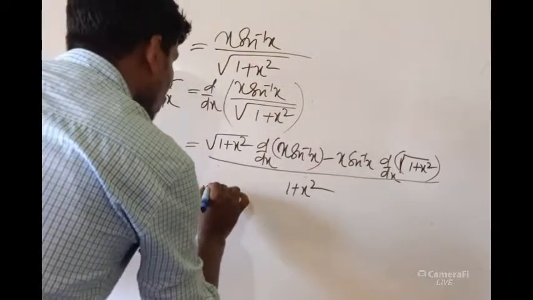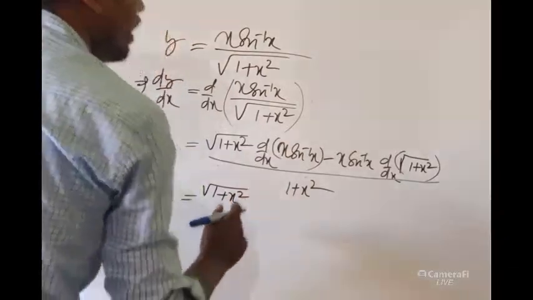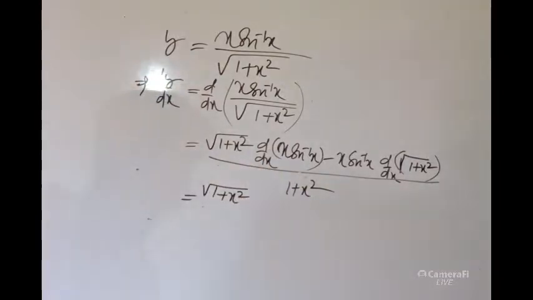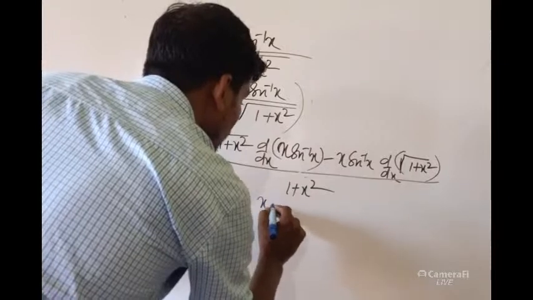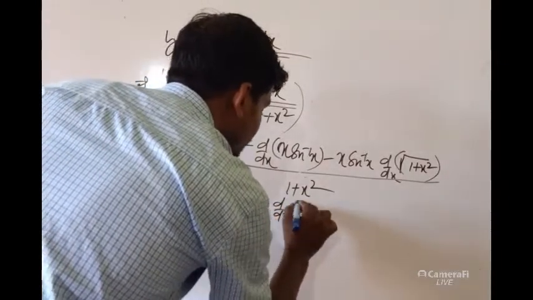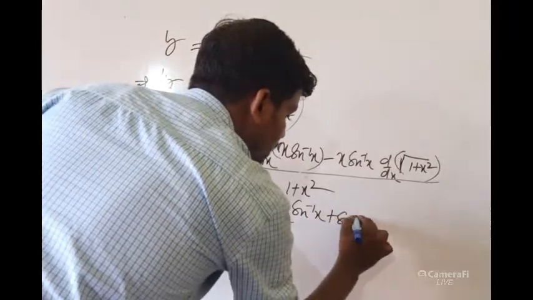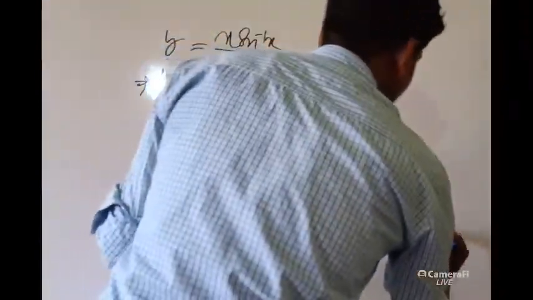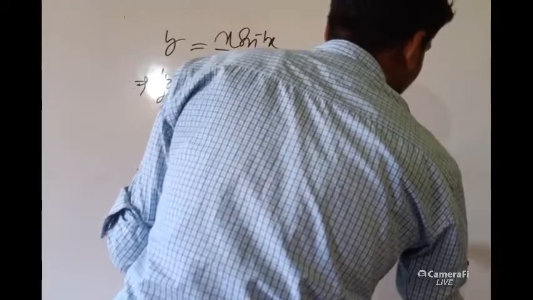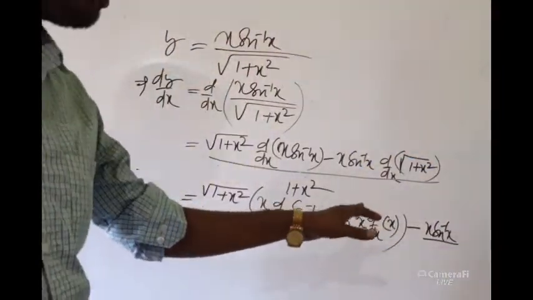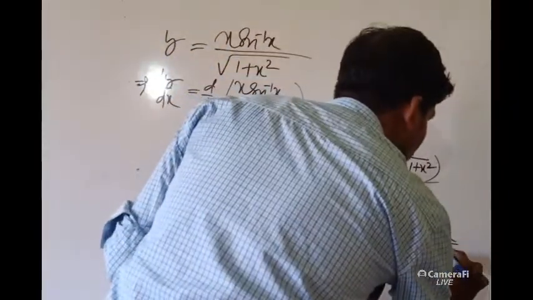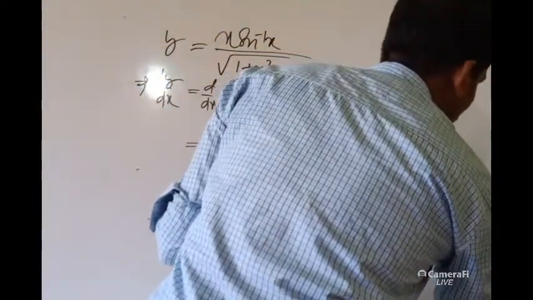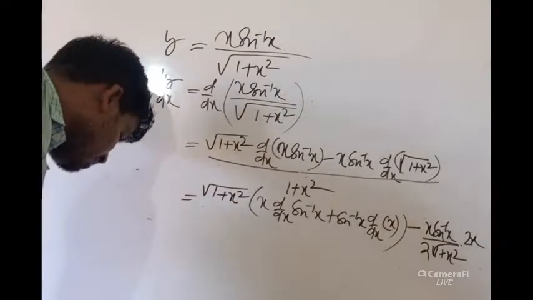Now, root over of 1 plus x square is here, and the derivative of x sin inverse x. This is in the form of uv. Now we can write first and derivative of second, plus second and derivative of first. Any doubt? Then here x sin inverse x divided by the derivative of root over 1 plus x square, this is 2 root over 1 plus x square. Then derivative of x square is only 2x. Is it visible or not? Okay, visible.